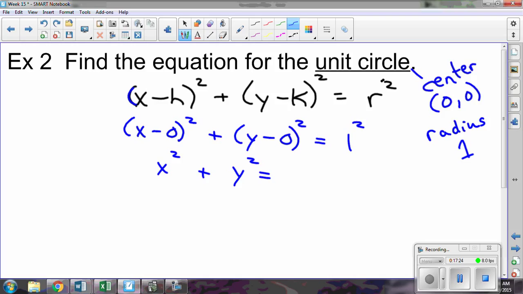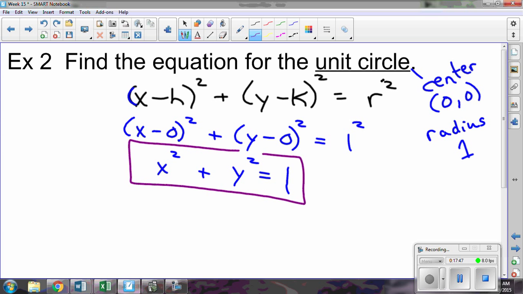And taking what Alex told us, x squared plus y squared, and 1 squared is just 1, so voila. We have the equation for the unit circle: x squared plus y squared equals 1. This, of course, plays a significant role for us because it gives us now a general guideline for what circles look like with their equation.